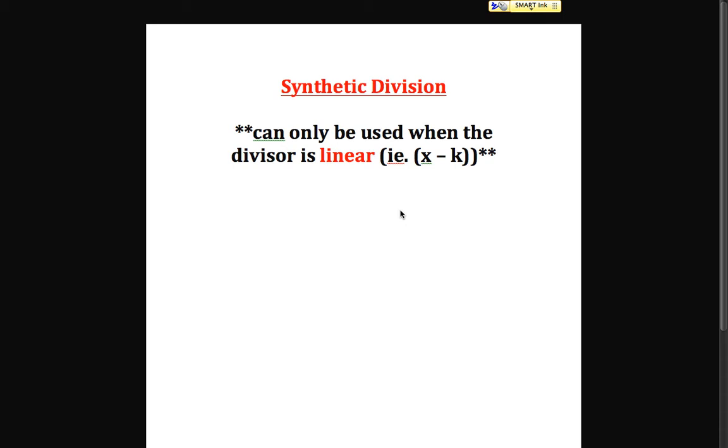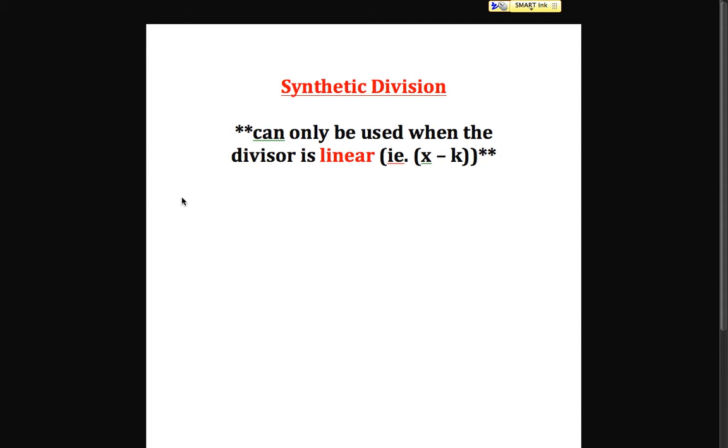But there's one key thing you need to know about synthetic division, and it's this. Synthetic division can only be used when the divisor is linear. For example, if it's in the form of x minus k, notice there's no exponent on the x. This is of degree 1, so the divisor has to be of degree 1. If it's anything greater than degree 1, you have to use long division, but synthetic will work for this.